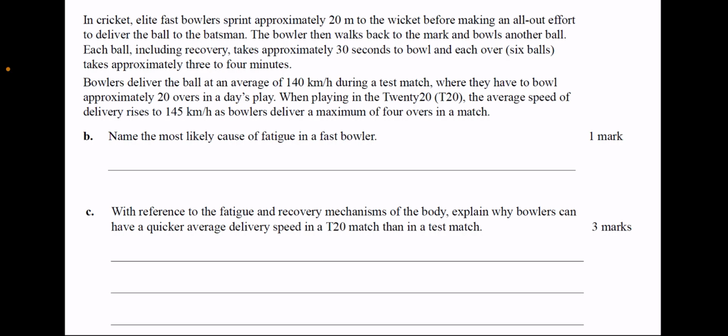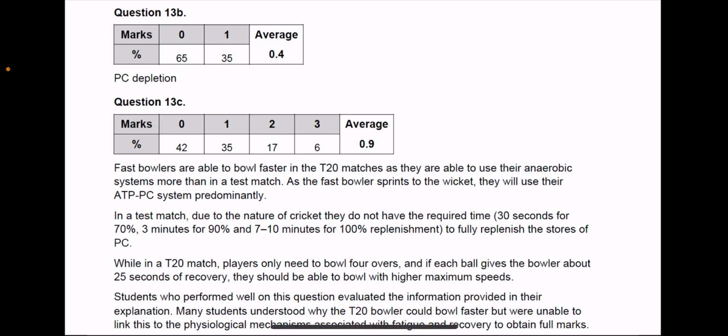So the question says, name the most likely cause of fatigue of fast bowlers. Well, if they've sprinted 20 metres, bowled a ball and then walked back, and that's taken 30 seconds, the actual performance and the exertion has been very, very short in duration, but very maximal in intensity. Therefore, hopefully, you're able to identify that PC or CP depletion, doesn't matter which one you say, would have been the main cause of fatigue.